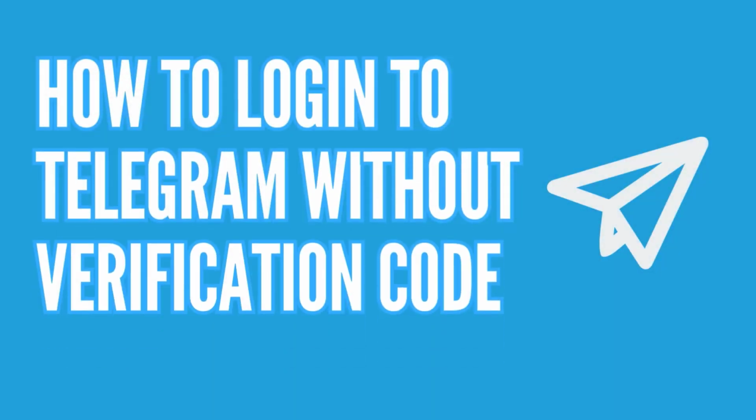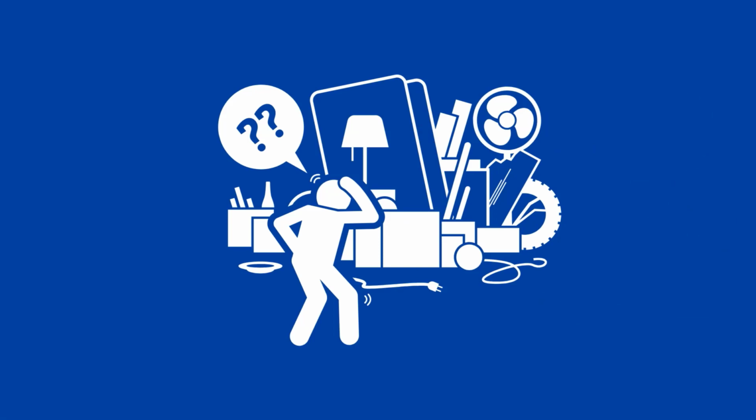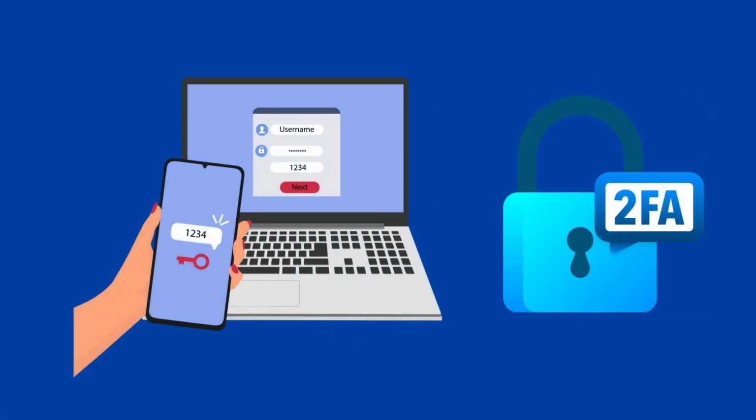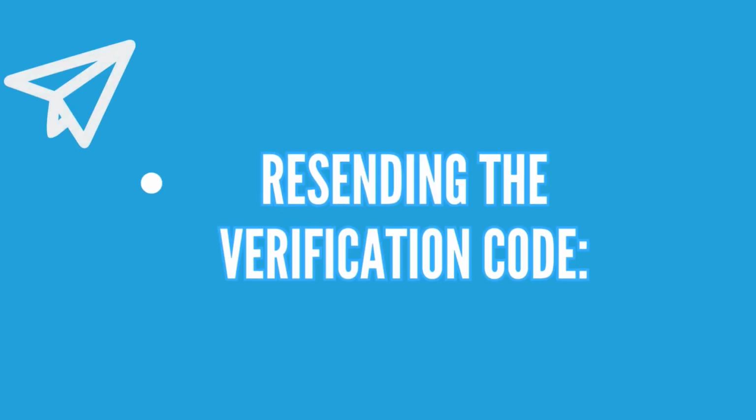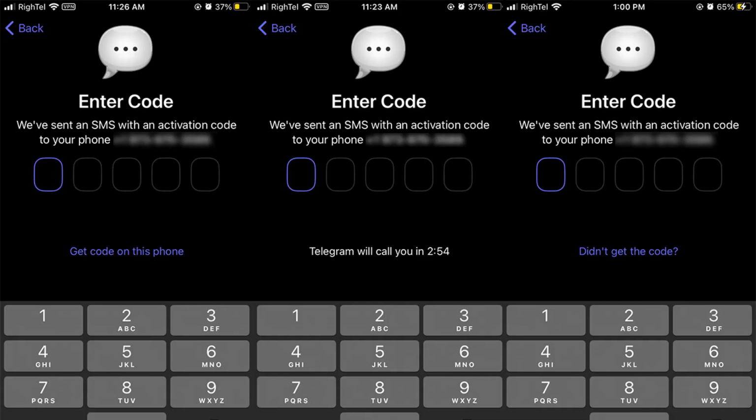How to log into Telegram without verification code. Sometimes we might misplace important information like verification codes or recovery codes. Don't worry, even with two-step verification enabled, you still have options. Number 1: resending the verification code. If you simply can't find the verification code you received via SMS, you can request a new one. In the login screen, tap Didn't Receive Code and select Resend Code.